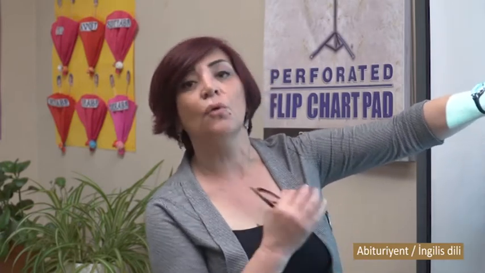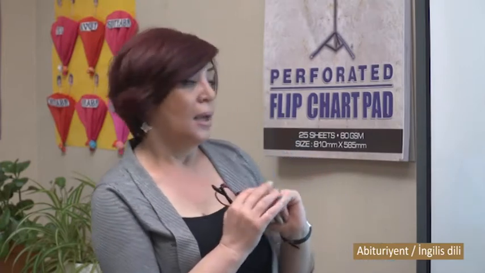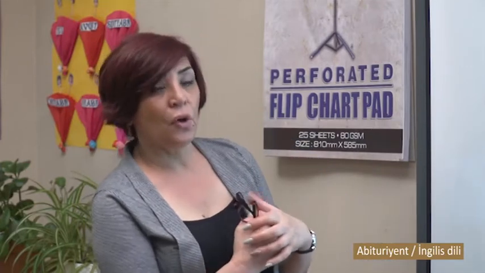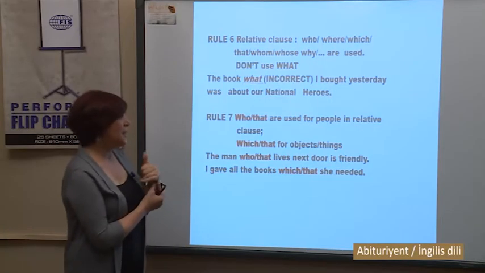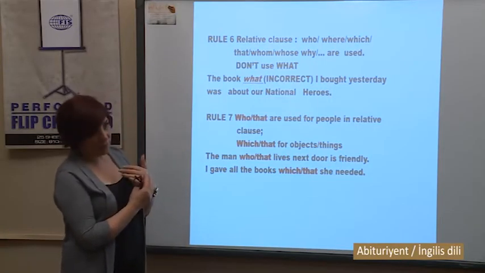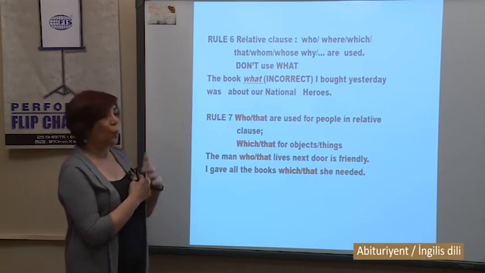Rule number 7. Who and that are used for people in a relative clause, which and that for objects or things. You see, that can be used for both, for people and for things, but which is used only for things, and who is used only for people. Examples. The man who or that lives next door is friendly, but we don't say the man which.